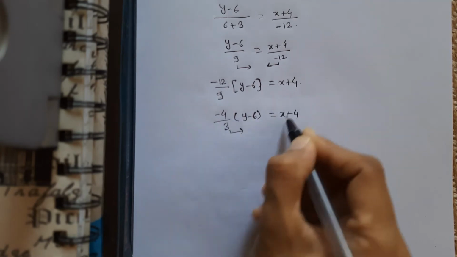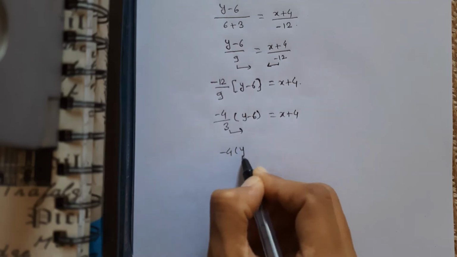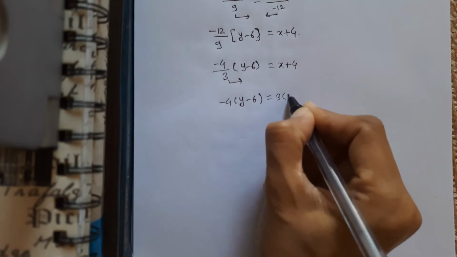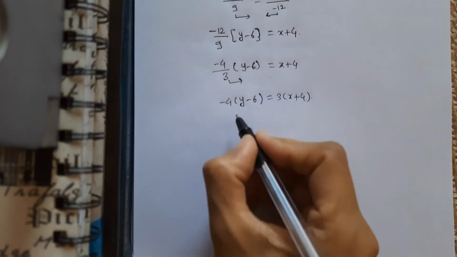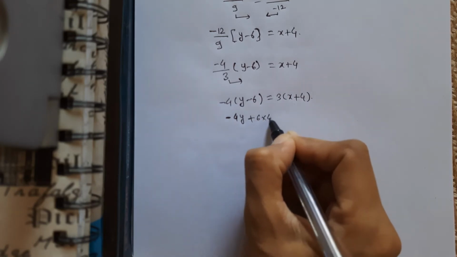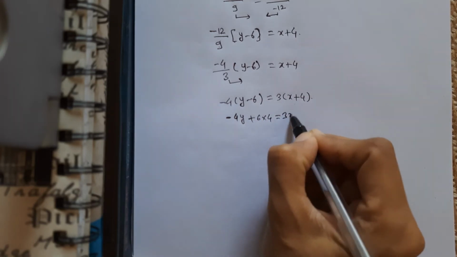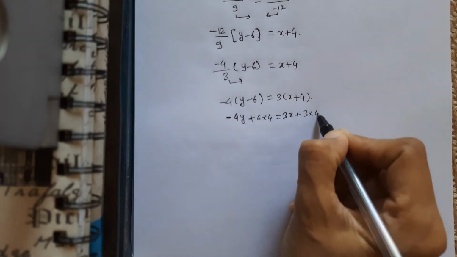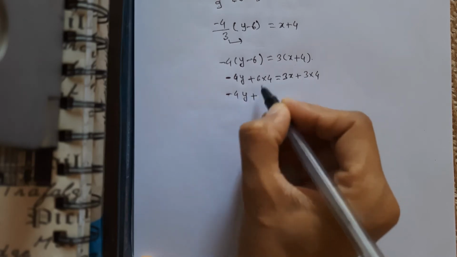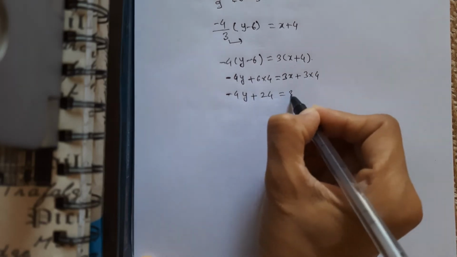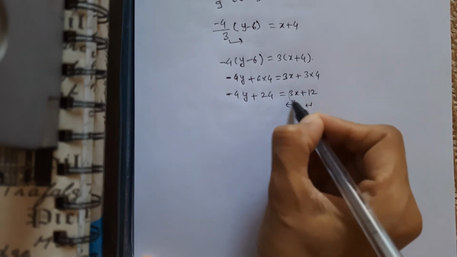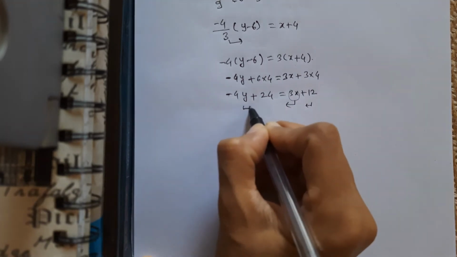I am taking this 3 to this side. So -4 into y minus 6 equal to 3 into x plus 4. -4y plus 6 into 4 equal to 3x plus 3 into 4. I am just opening the bracket. These are simple algebra. So 24 equal to 3x plus 12. Shift this to this side to keep x positive. I am shifting these to this side.